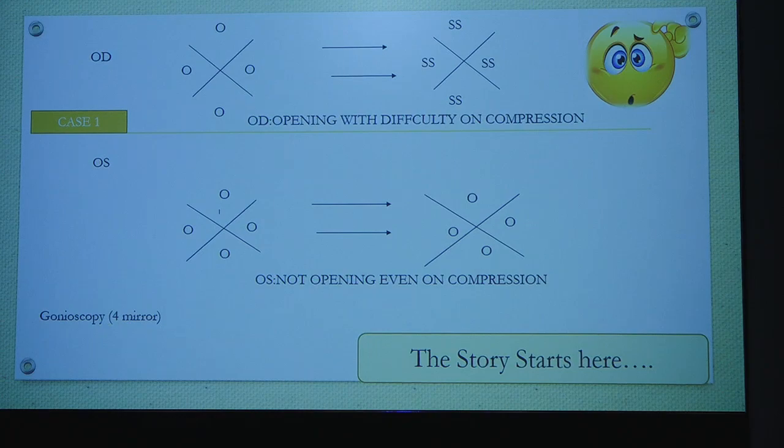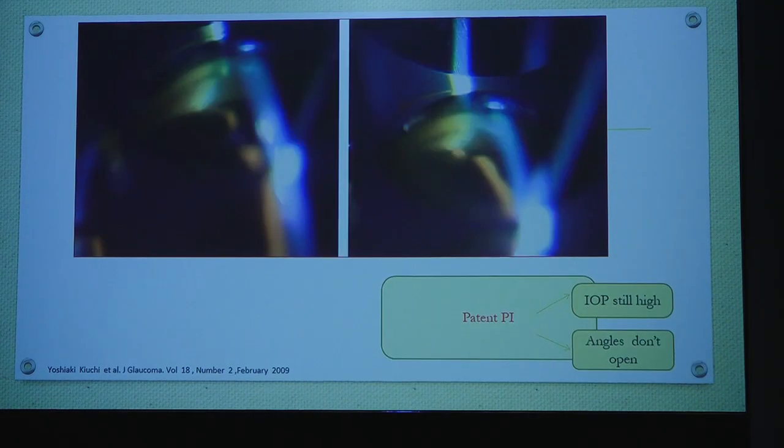Let's talk about this particular case where the patient presented to us with a closed angle, and on performing a PI, the angles were opening with difficulty on compression, or they were not opening at all. So actually the story started here. Though this picture is not the corresponding picture of the previous gonioscopy of the same patient, yes, this was the clinical scenario, which is a little difficult for a beginner to identify.